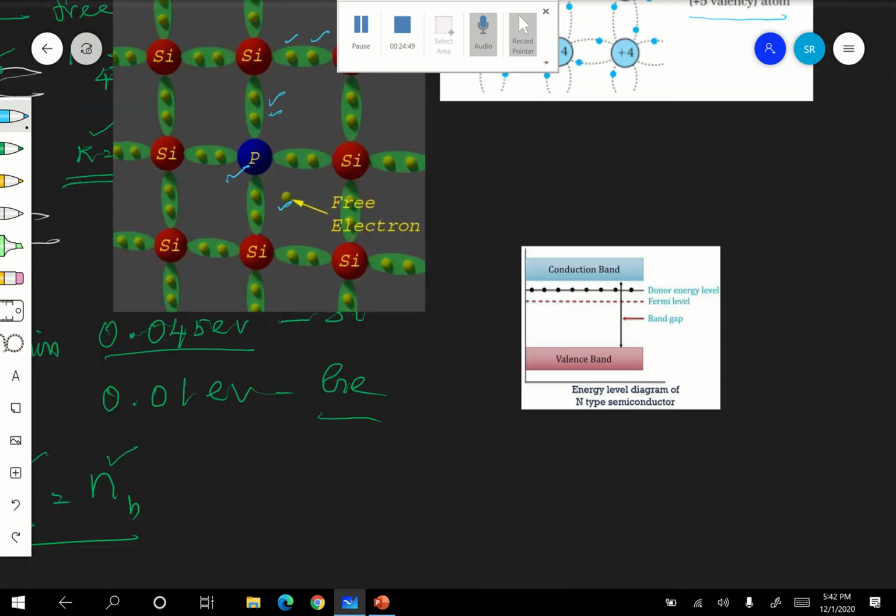And one more thing. This is the conduction band, this is the valence band. Here you see your donor energy level, just below the conduction band, and the Fermi level is also closer to the conduction band. Therefore, this is about N-type semiconductor.